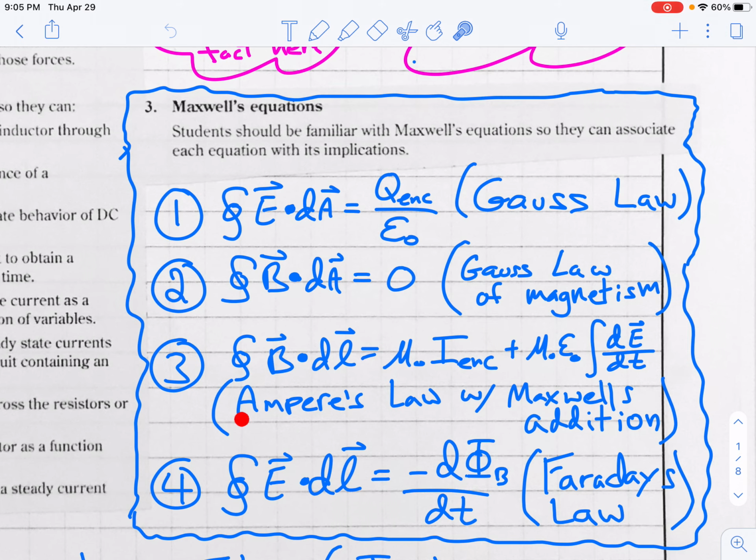Number 3 is Ampere's law, the closed loop integral. I know it's a line or a path integral because dA is area, dl would be a loop, a line, or a path. So the dot product of B and dl is mu naught I enclosed. This other term back here you haven't seen yet, that is Maxwell's addition to Ampere's law.